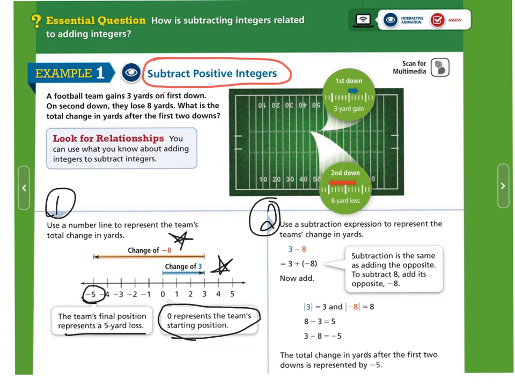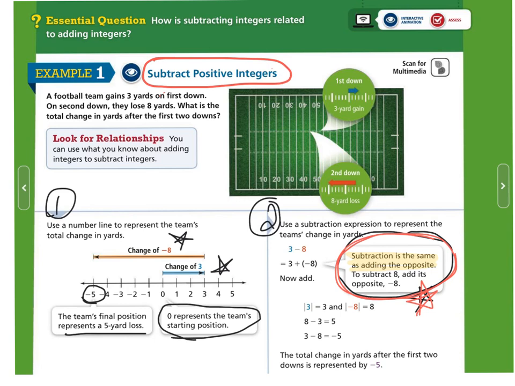Next, we can use subtraction to represent the team's change in yards. 3 take away 8 represents the 3-yard gain and the 8-yard loss. However, you'll notice that subtraction is the same as adding the opposite. In other words, to subtract 8, we can add its opposite, which is negative 8. I've highlighted that in the bubble to re-emphasize that subtraction is the same as adding the opposite.